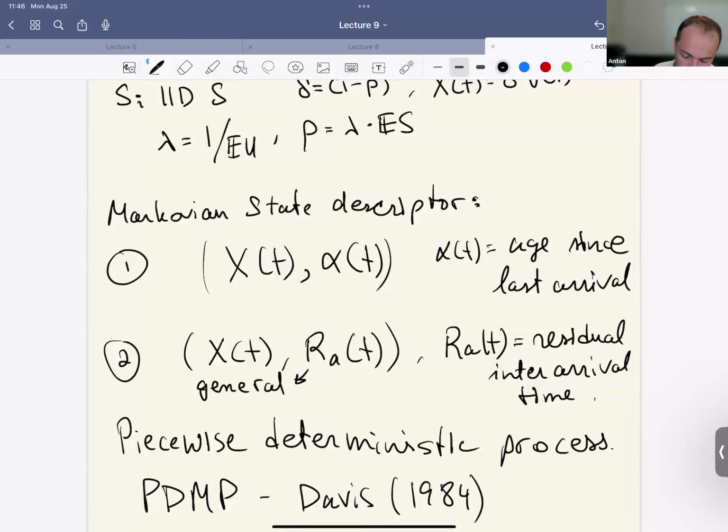I'm going to call this a general clock. I'm going to call the residual interarrival time a general clock because this is coming at this from a simulation perspective. If you want to simulate the behavior of the system, then you initialize a certain value for the residual arrival. And then this is like a clock that keeps ticking down. And when it hits zero, an arrival happens and your workload jumps.